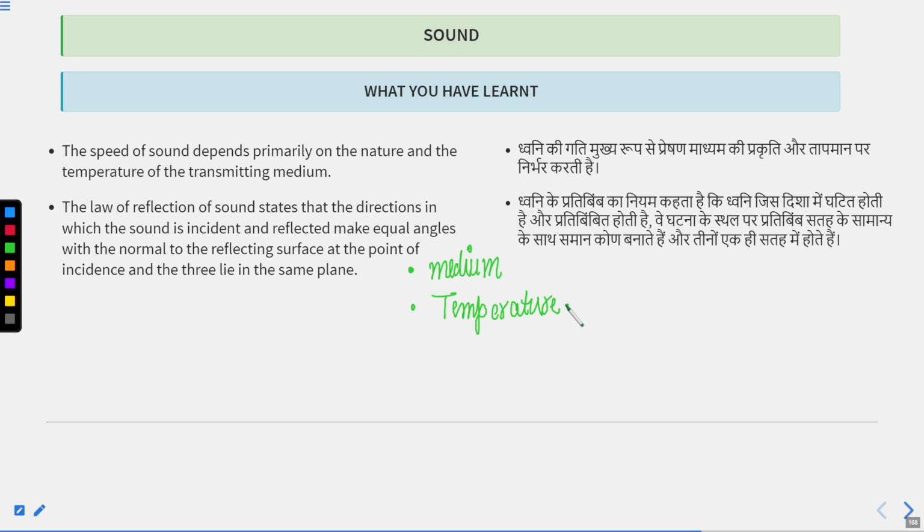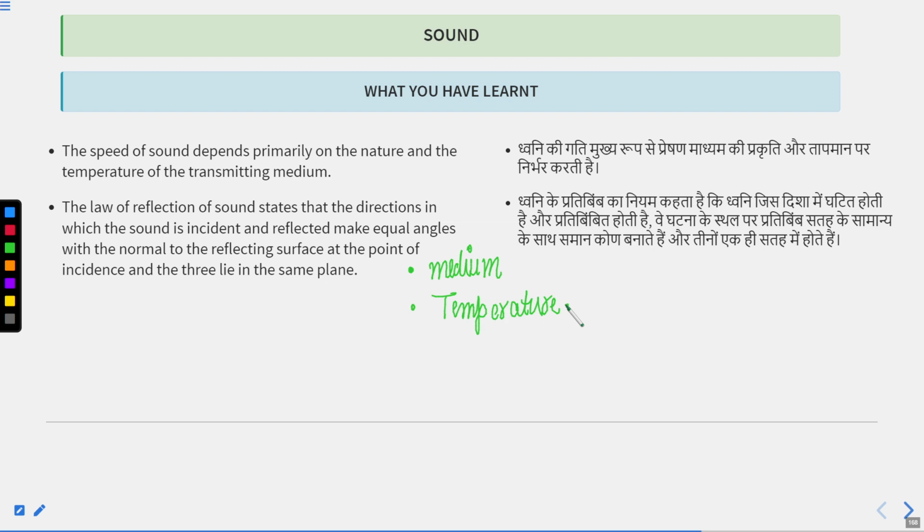And why is it so? Because the particles in solid are closely bound in comparison to gas and liquid, and the closer the particles are, the faster the vibration will travel from one particle to another. So speed of sound depends on medium.